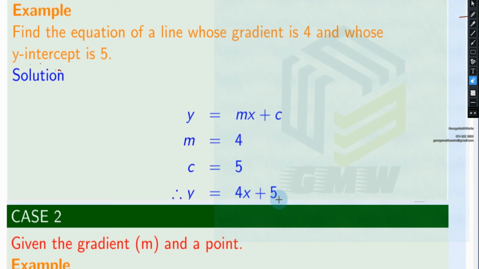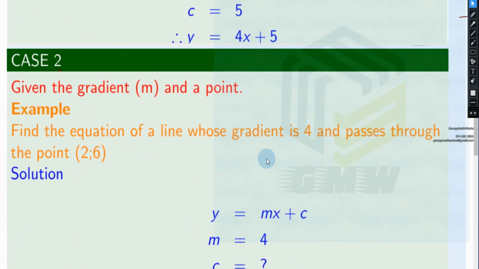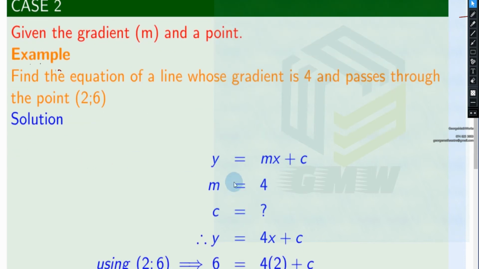Now, case number 2 that we're going to discuss here: you are given a gradient and a certain point. Find the equation of a line whose gradient is 4 and passes through the point (2, 6). The first thing to do again is to write the equation y is equal to mx plus c, where m represents the gradient. The gradient is given in the sentence as 4. What we don't have is c. Yes, we do have a certain point where the line is passing through.